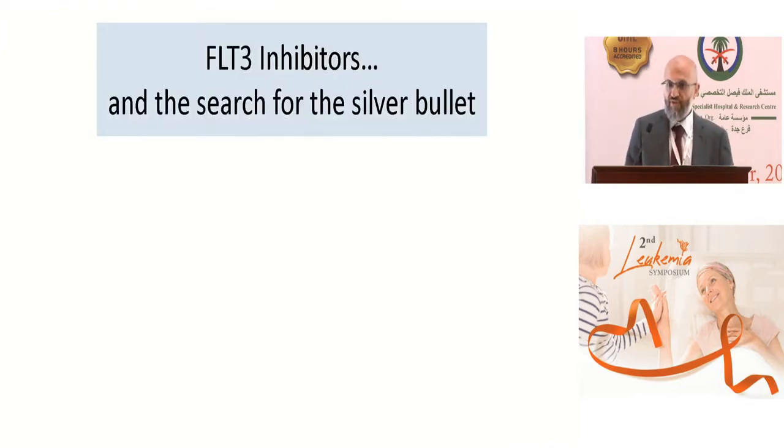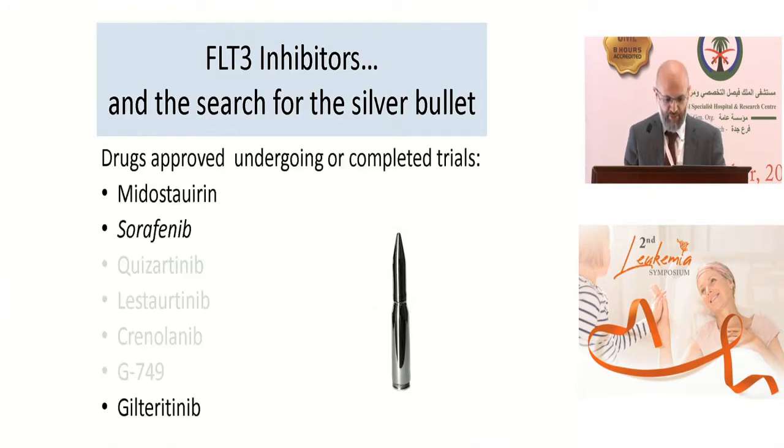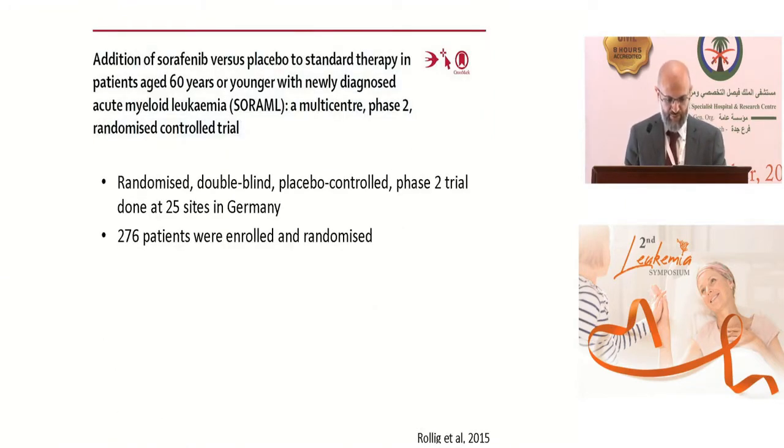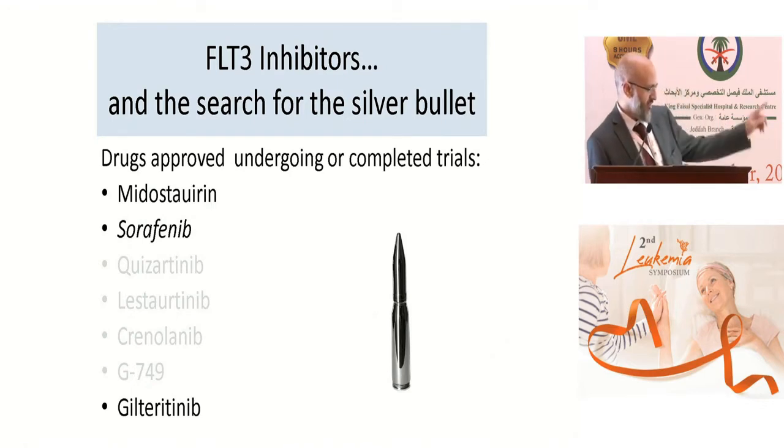So, with the FLT3 story, and on the back of the CML and imatinib story, there was a search for the silver bullet. Could we target FLT3 positive AML in the same way that CML is targeted? And there were a number of drugs that were trialed. So there was Midostaurin, PKC412, sorafenib. Now we have gilteritinib, but in between you may not see there, but there's some others.